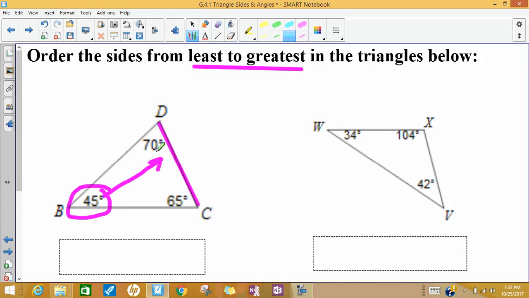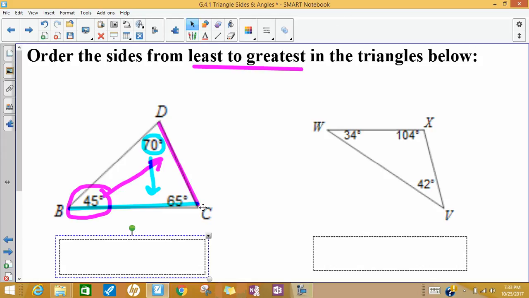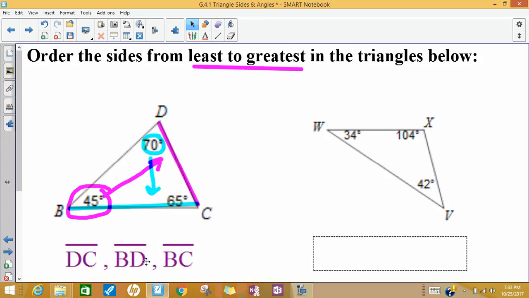Then I'll go look at the biggest angle, 70. The side across from 70 is BC. Again, notice side BC doesn't touch this angle at all. It's across from it, it's opposite, so BC is the longest. That means that BD is the one in the middle. And then I can list them in order from smallest to largest, or least to greatest.